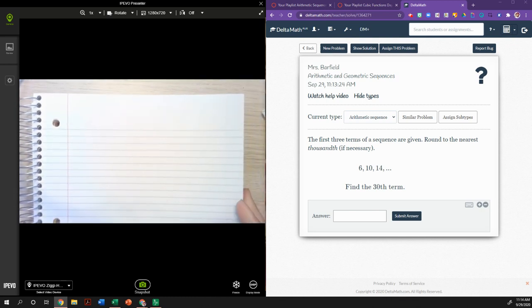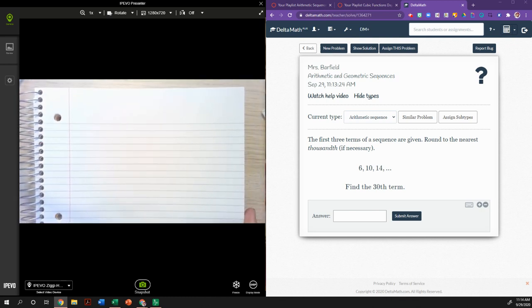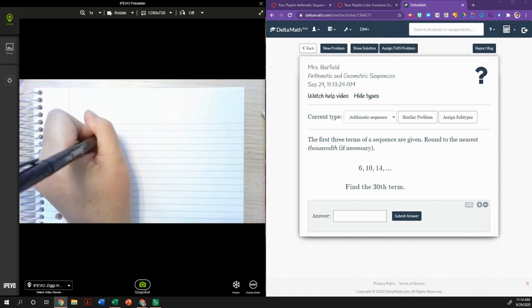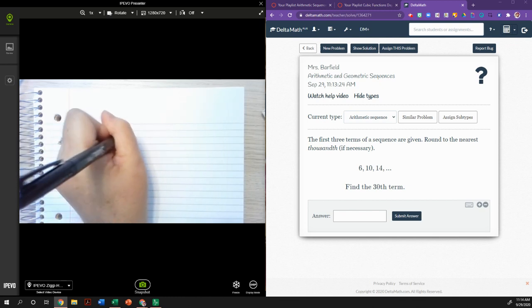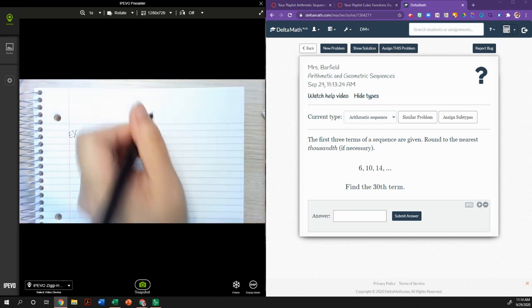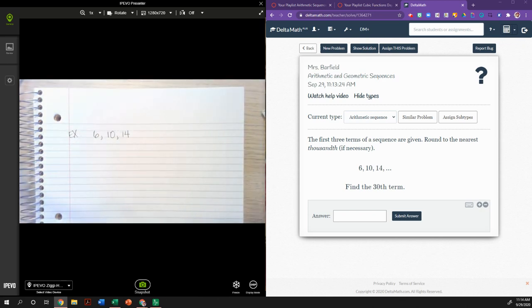It says the first three terms of a sequence are given, round to the nearest thousandth if necessary. Okay, so we've got 6, 10, 14. We want to find the 30th term. So we have 6, 10, and then 14. All right. So how do we find the 30th term? Well, first off, let's take what we know. We actually know a few things just in what they've told us.